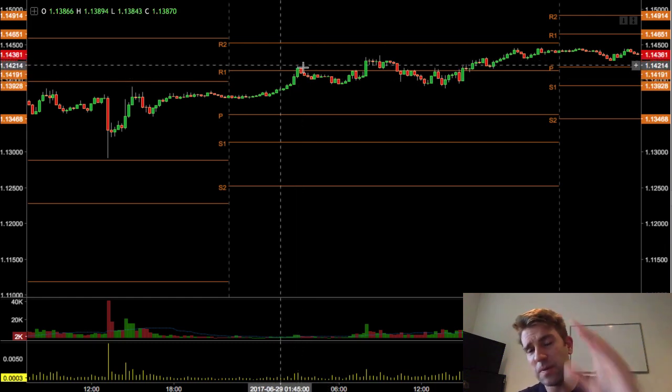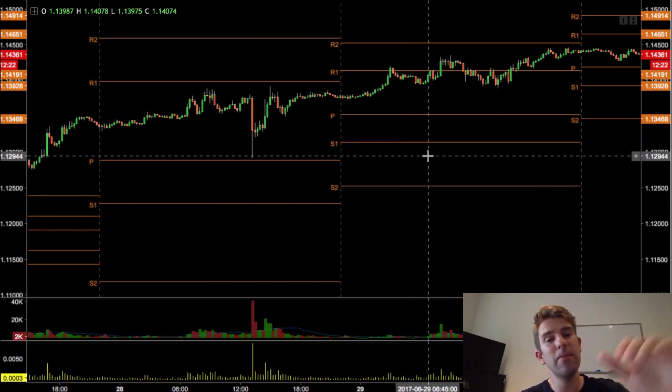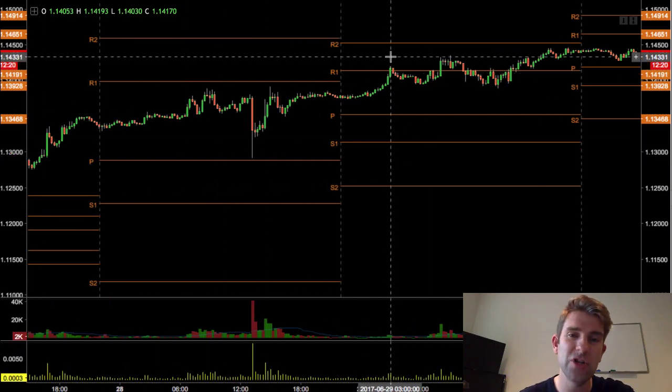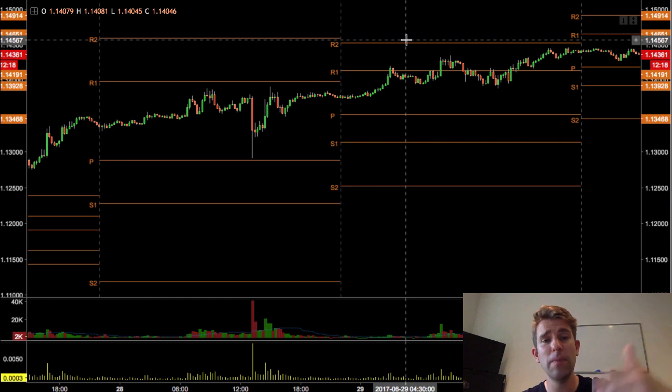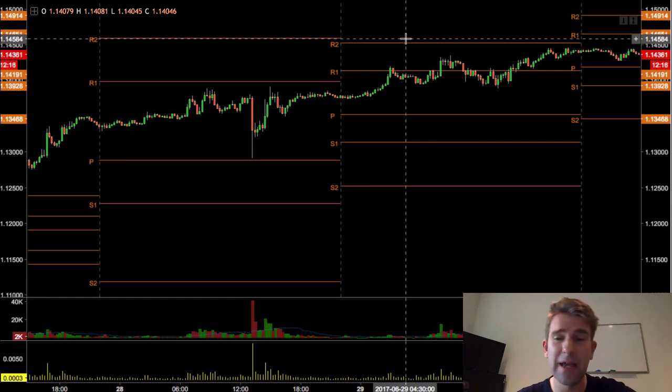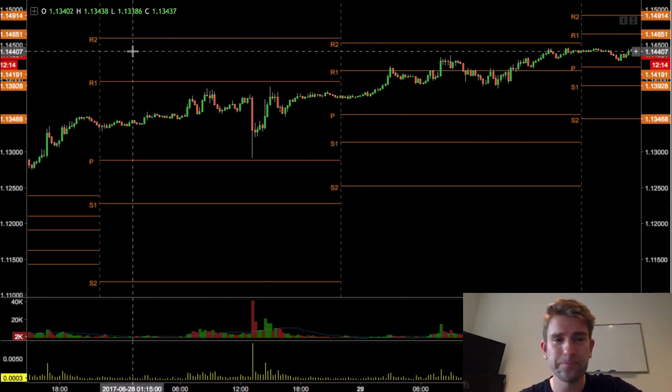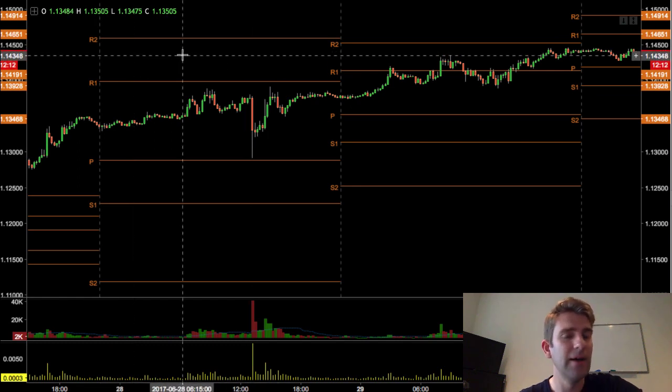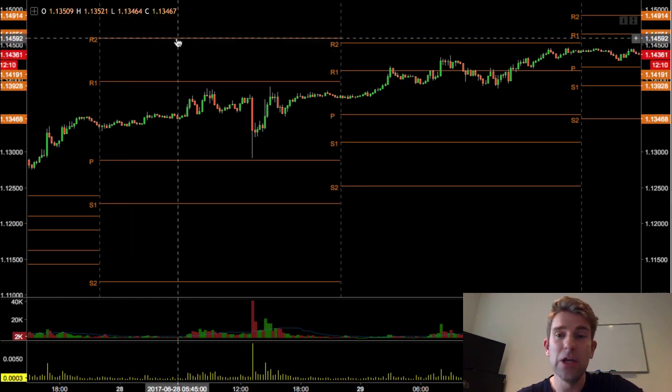So anyway guys, that's pivot points for you. Check them out, available on most of your charting packages. If not, very simple to code up if you're using something like MT4 or TradeStation or the like, if they're not already in your software.